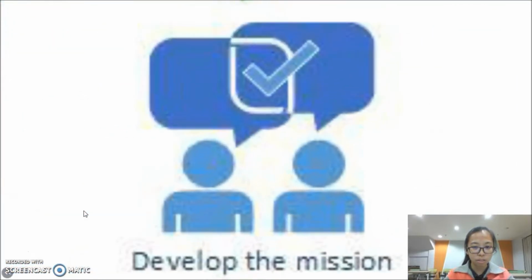Next is develop the missions. Developing a mission is crucial to the success of community initiatives, which helps the organization to focus on what is really important. They need to provide a basis for developing other aspects of the strategic plan.